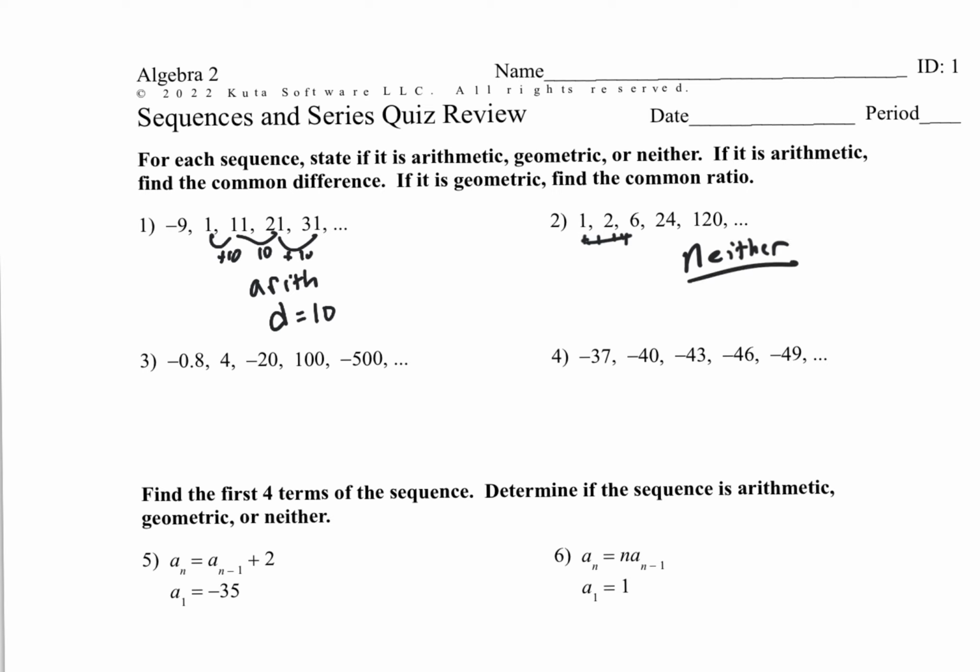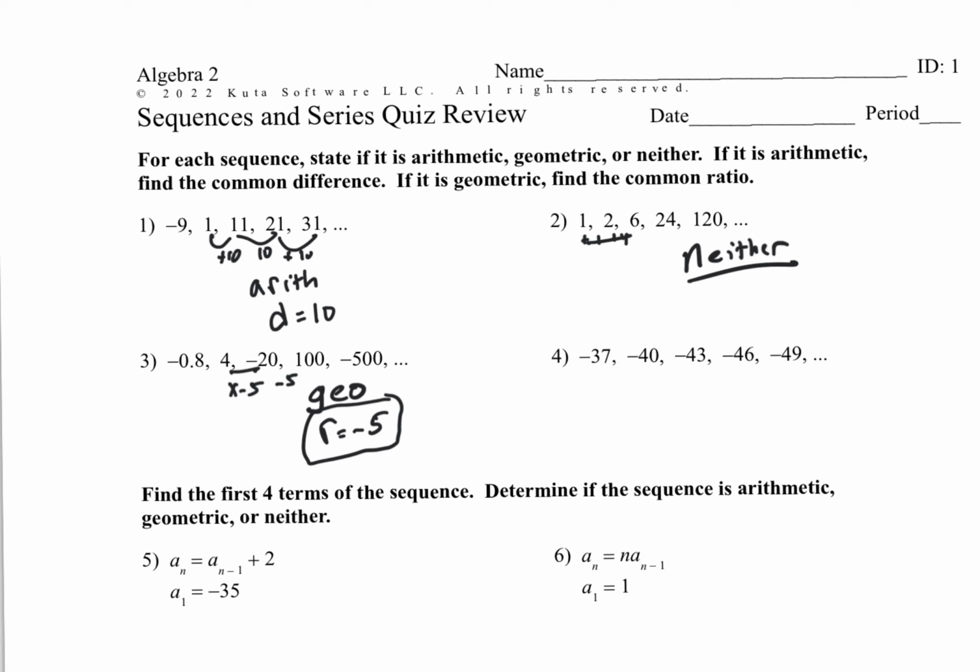Let's see. I'm not going to do the first one because I don't really want to think about that one. Plus, no. But if I take it times negative 5, that gives me negative 20. If I take negative 20 times negative 5, I get 100. So there it is. So that's geometric with a common ratio of negative 5.